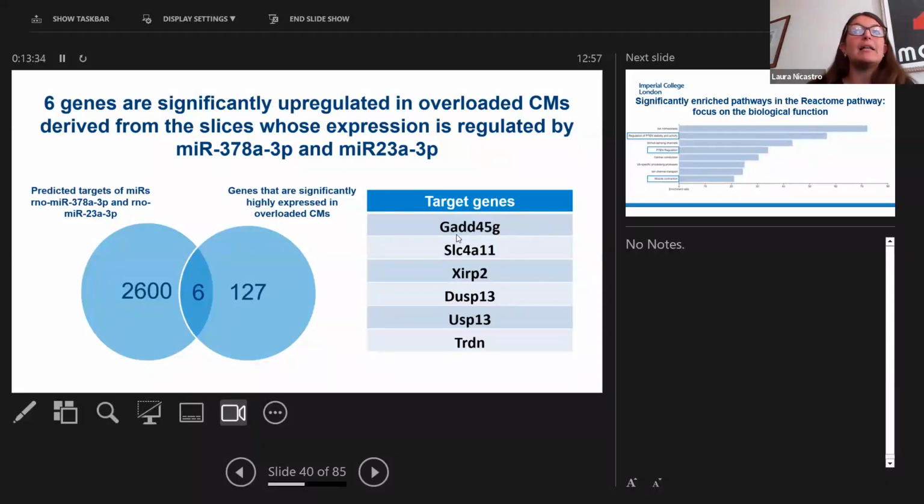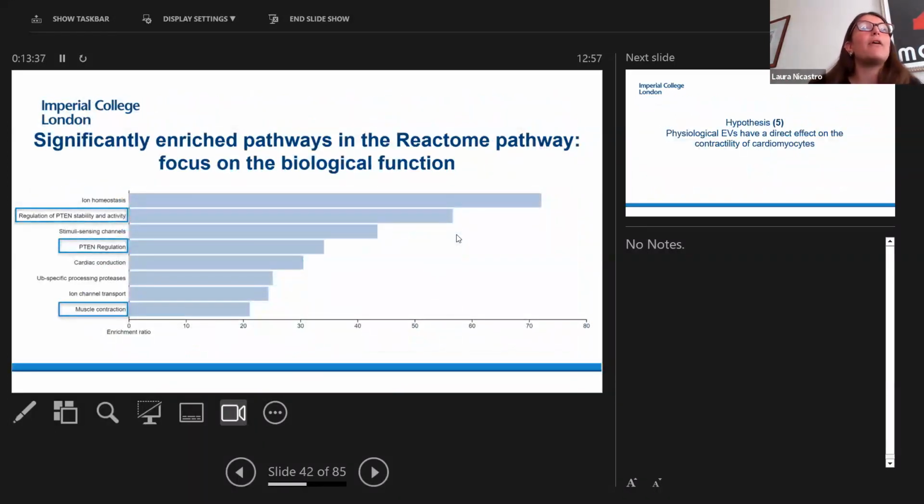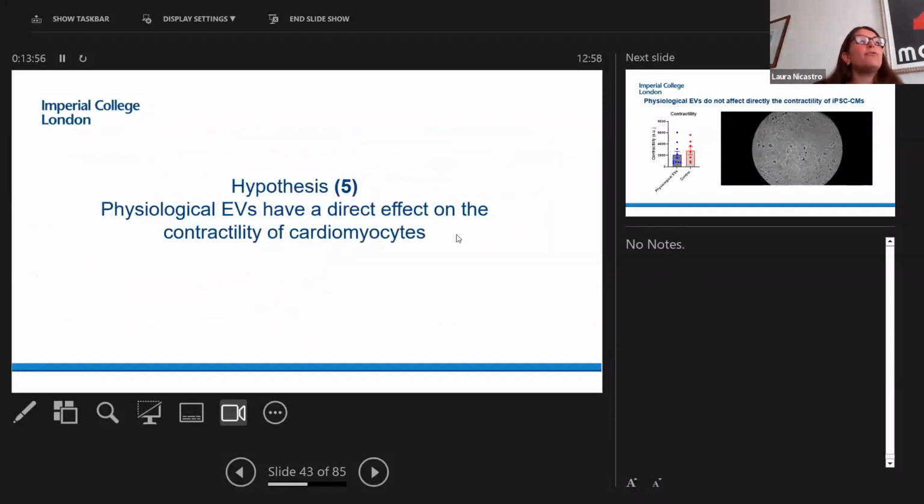underwent a pathway analysis, and from the biological function of the Reactome pathway, we saw that these microRNAs are highly associated with PTEN stability, which is involved in apoptosis, and directly involved with the contractility of the muscle. So then we thought, what if physiologically these have a direct effect on the contractility of cardiomyocytes, which is our first outcome in the analysis?